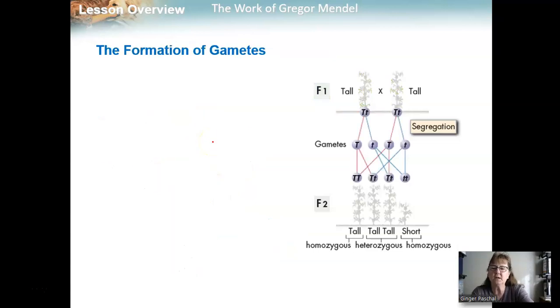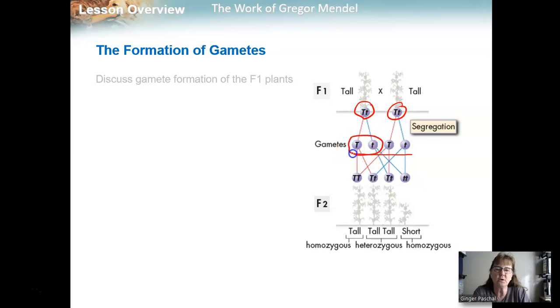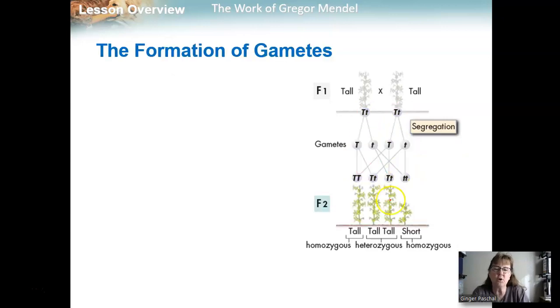When we take a look at this, you can see over here we've got the capital T, lowercase t. You can see how we've got our 4 different types of gametes. These are the 2 from this parent, and these are the 2 from this parent. Then when you take those gametes and you cross them, you can see how you get these 4 genotypes, just like we've worked out.